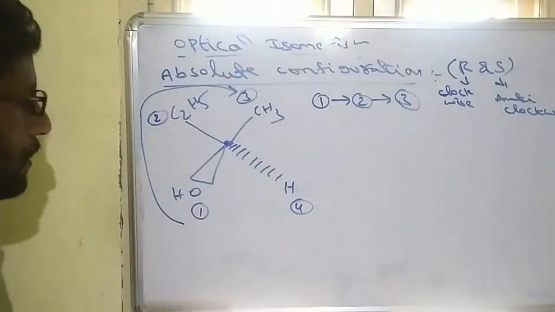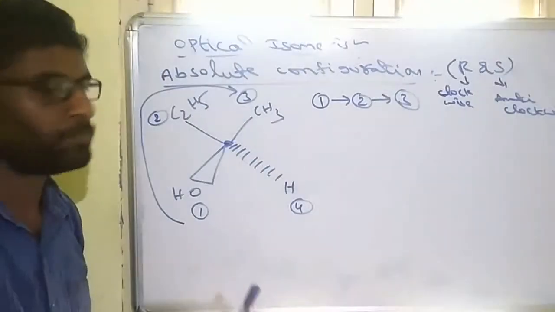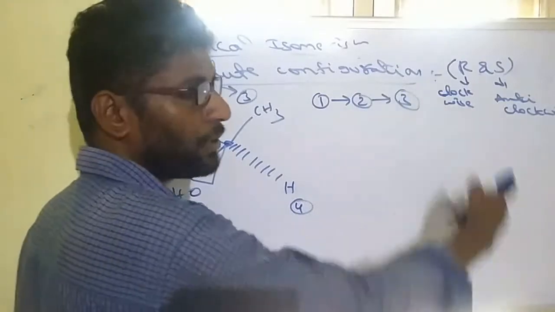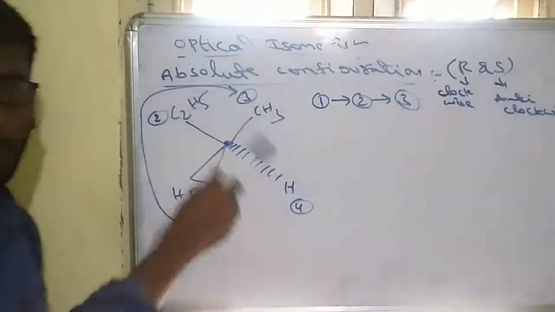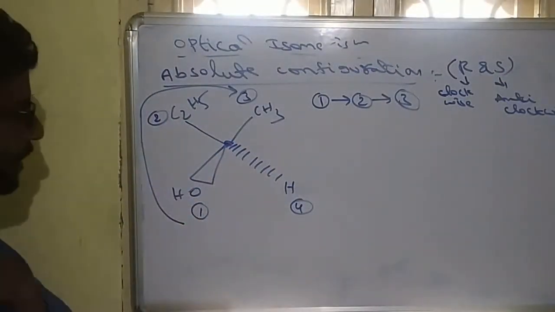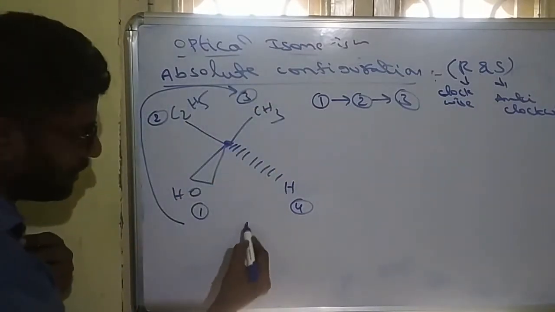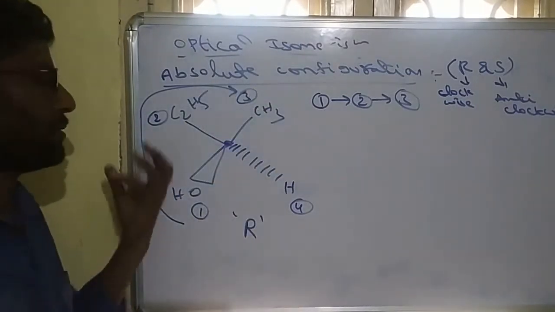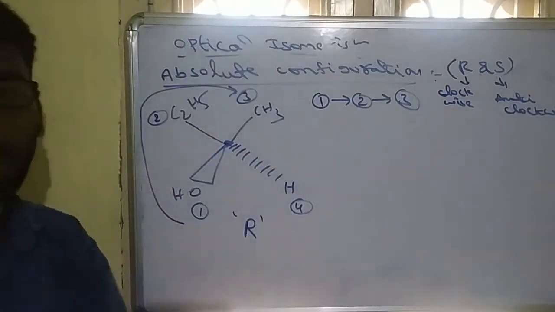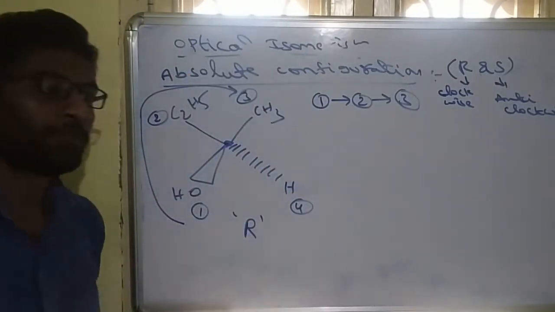Very simple. First atomic number priority, next observation 1 to 2, 2 to 3. If it is clockwise, R; anti-clockwise, S. See this molecule? This is a clockwise direction. Clockwise means it should be R isomer, so this molecule will rotate the light to the right side. That is called R isomer.